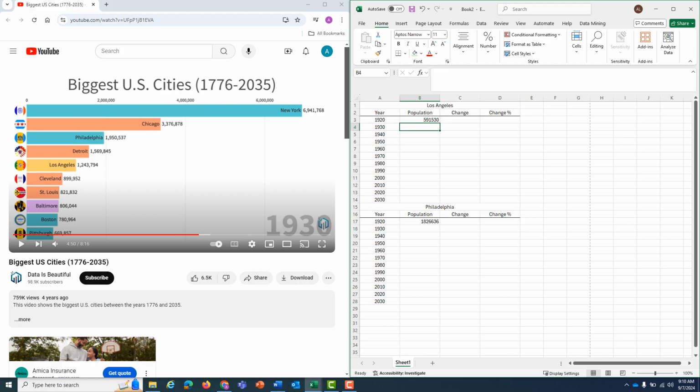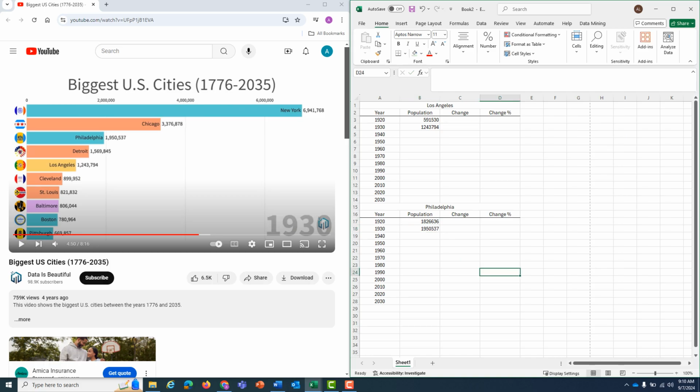And we see in 1930, Los Angeles population had exploded up to 1,243,794. For Philadelphia, their population is at 1,950,537. So I'm just compiling some information.